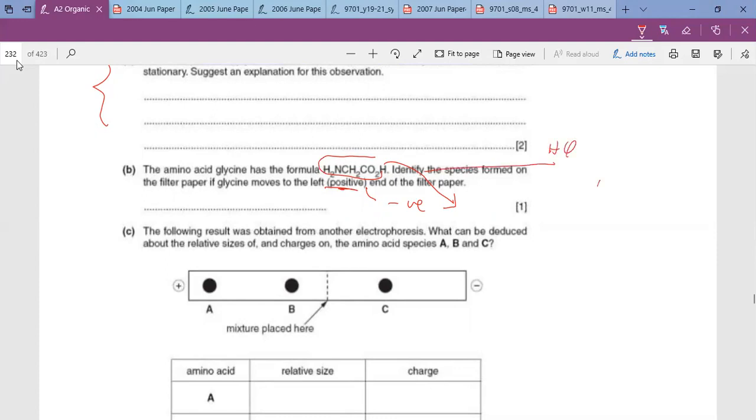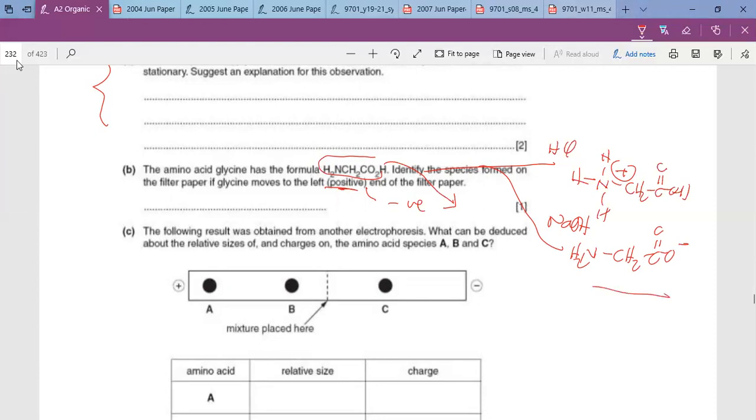So you get NH3+, CH2. You must know your chemistry. This will be positive charge, isn't it? And if you put your NaOH here, what happens? This NH2 is a base, remains the same, and the acid group becomes negative. Right, the species formed means this one. The following results were obtained from blah blah blah. That means the size and charges of the acid. Very simple, isn't it? So of course you move to here. A and B are what? See, they ask you for here, you can see.